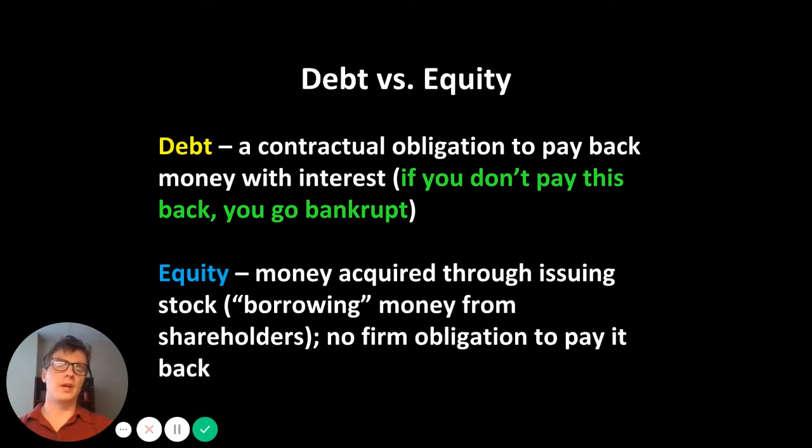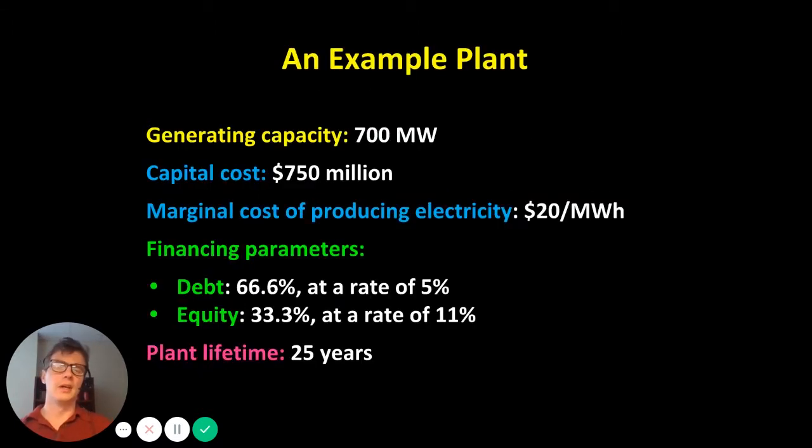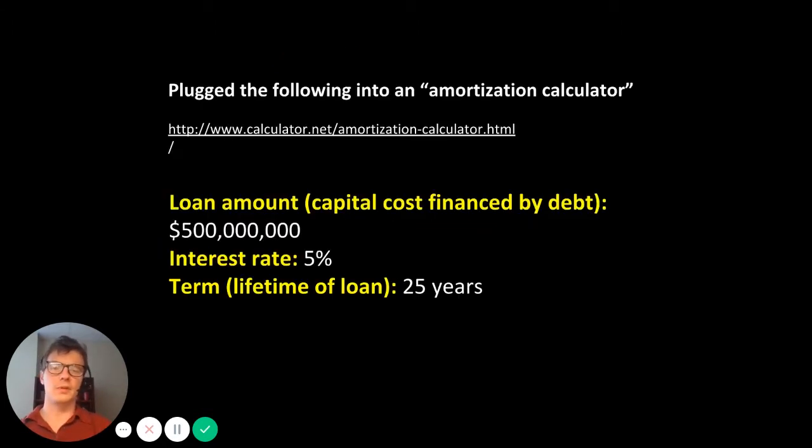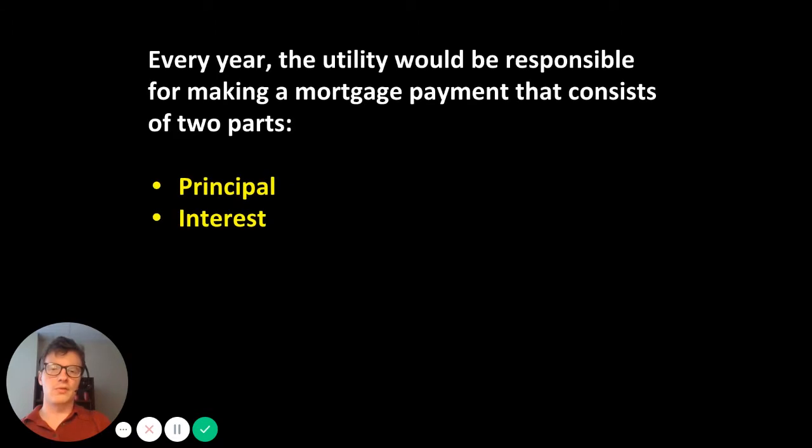The other source of capital would be equity, so essentially borrowing money from shareholders. There's no firm obligation to pay this back, but usually the rate of return associated with equity investment is higher. So let's look at an example plant. Let's say this power plant has a capital cost of $750 million, and we're going to finance 2/3 of the capital costs with debt at a rate of 5%, and 1/3 of the capital costs with equity at a rate of 11%. So we can plug, at least for the debt portion of this, the debt portion of the financing into an amortization calculator. So we're going to borrow $500 million at a rate of 5% with a lifetime term of 25 years.